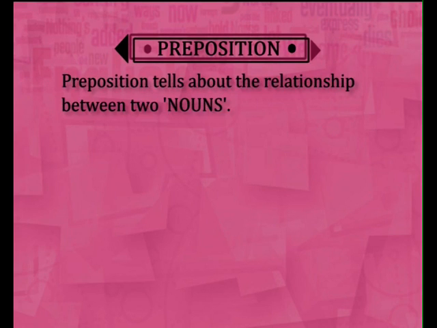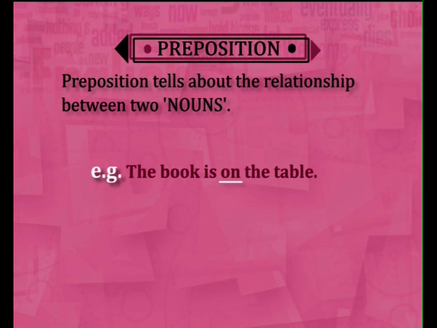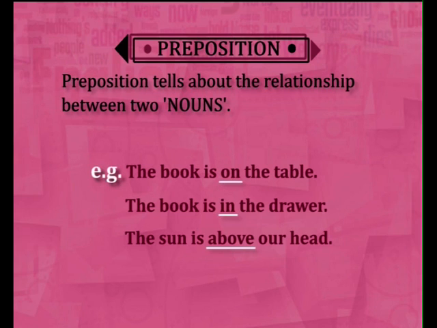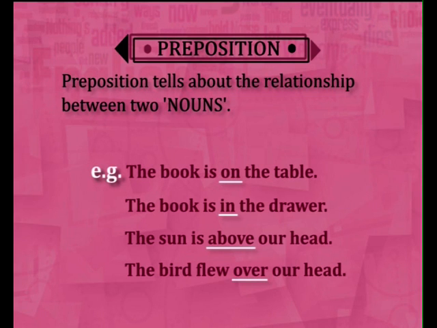Likewise, prepositions tell about the relationship between two nouns. Like the book is on the table, or the book is in the drawer, the sun is above our head, or the bird flew over our head. So these all are prepositions. Now we are going to discuss about some very common prepositions which we use in everyday life. So that way I am use koru.